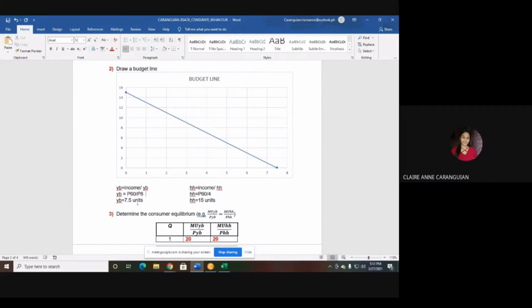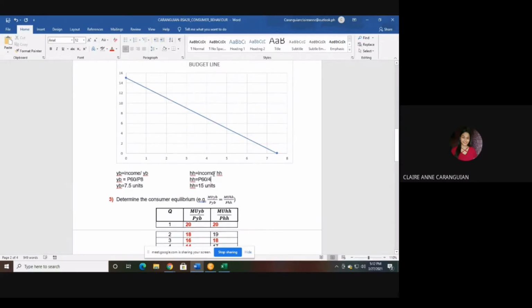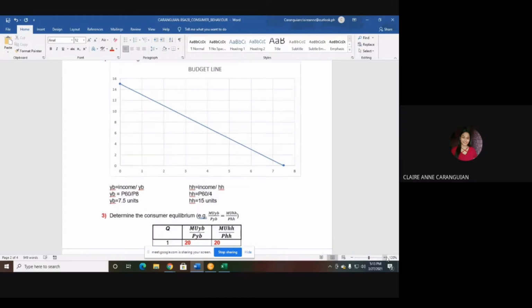Pero kung sakaling, kunwari, halo-halo naman yung trip mo, gusto mong ilagay lahat ng budget mo sa halo-halo, 60 divided by 4, which is the price of halo-halo per unit, is equal to 15 units. So, kung yung buong budget mo na 60 pesos ay ibibili mo ng halo-halo, you can purchase 15 units, same as Yum Burger, which is 7.5 units if all of the budget will be used to purchase Yum Burger.